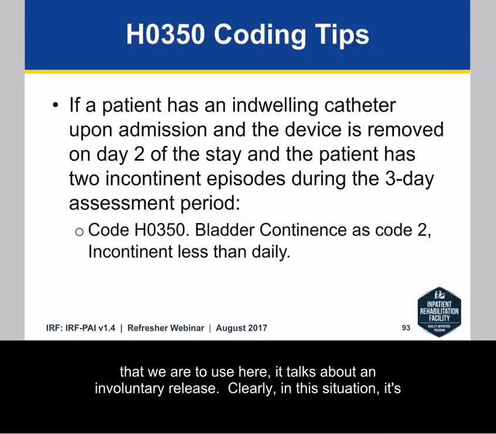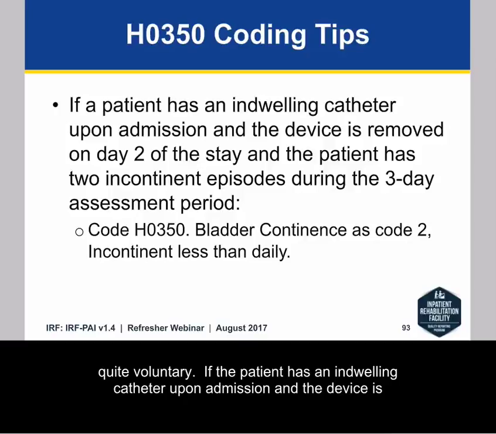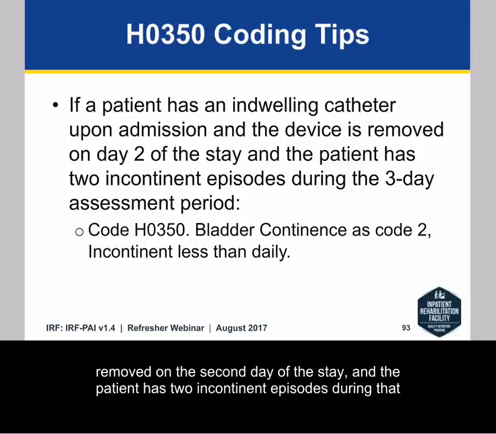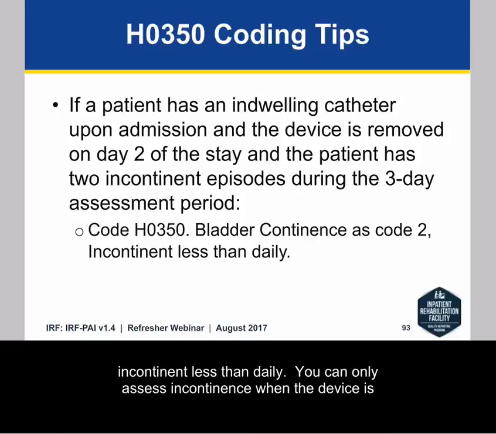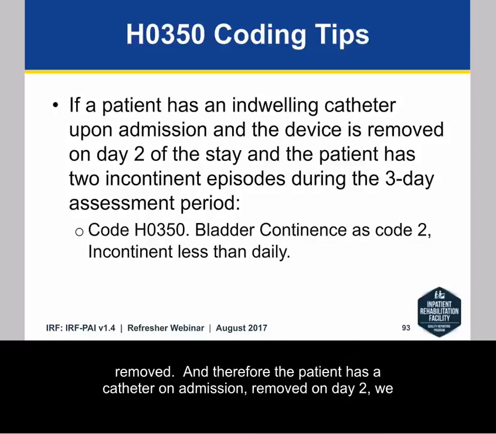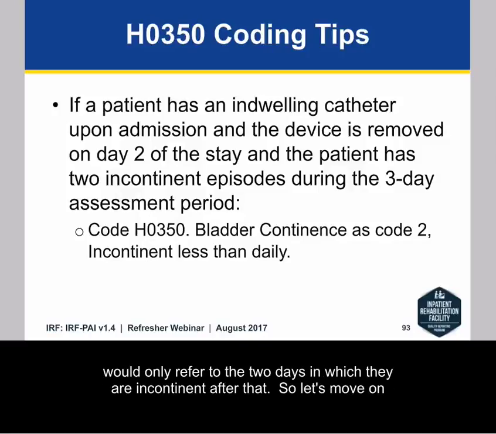If the patient has an indwelling catheter upon admission and the device is removed on the 2nd day of the stay, and the patient has 2 incontinent episodes during that 3-day assessment period, you're going to code the patient as a code 2, that they are incontinent less than daily. You can only assess incontinence when the device is removed, and therefore if the patient has the catheter on admission, removed on day 2, we would only refer to the 2 days in which they are incontinent after that.